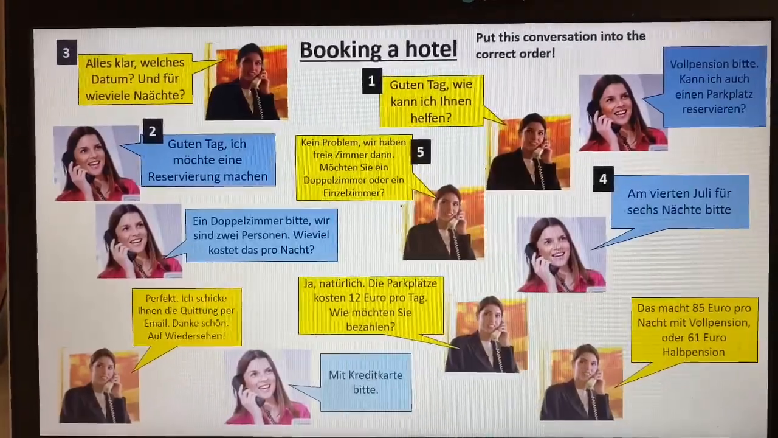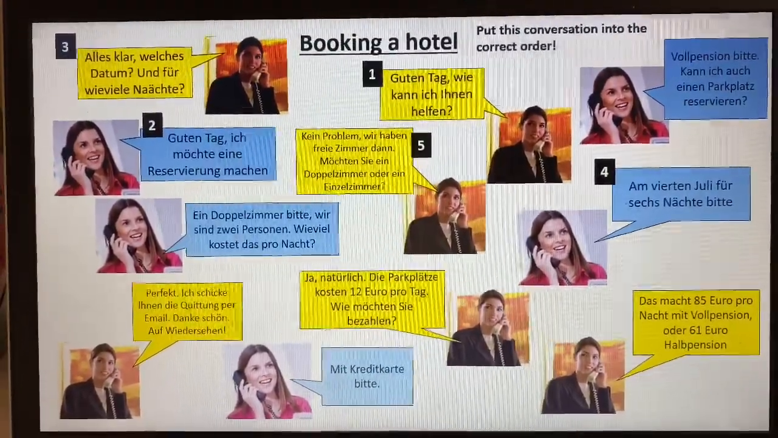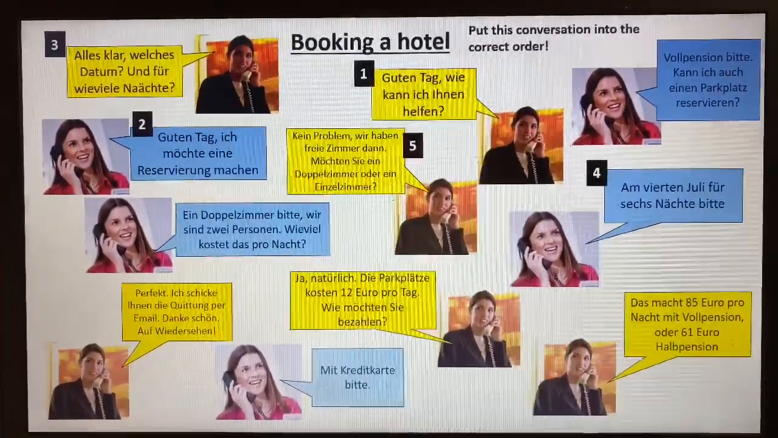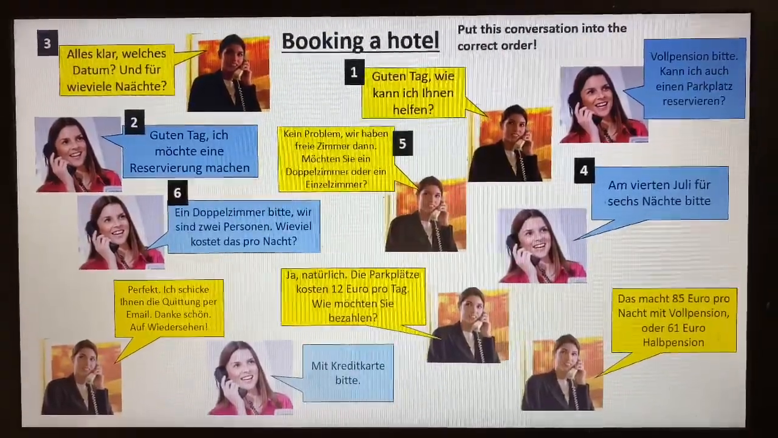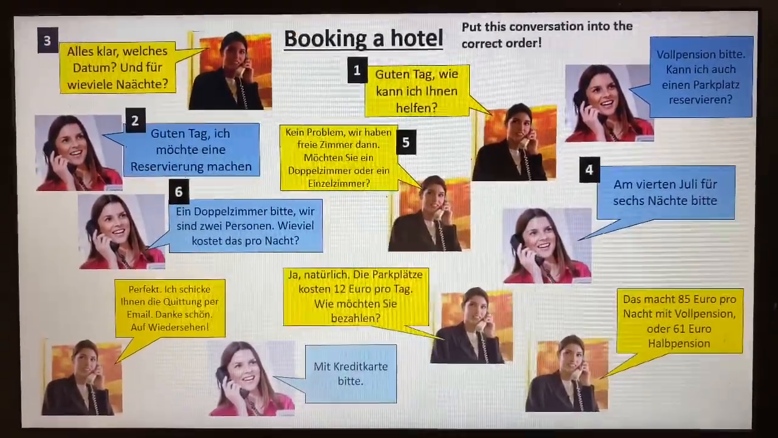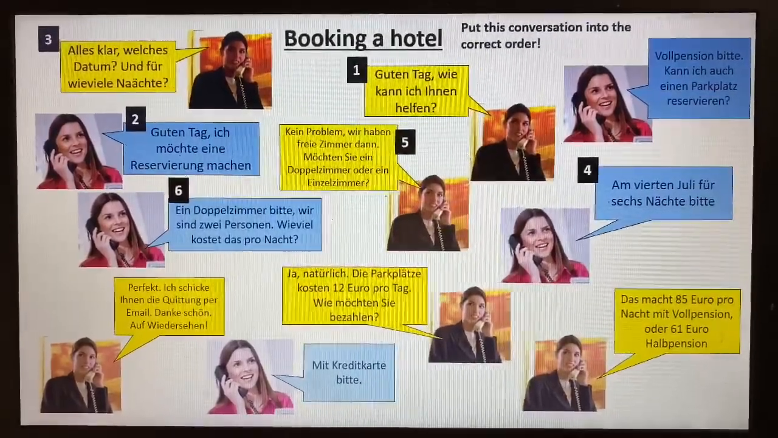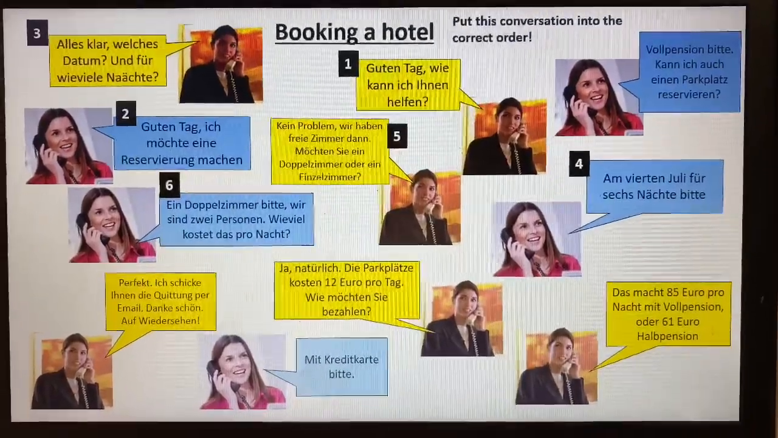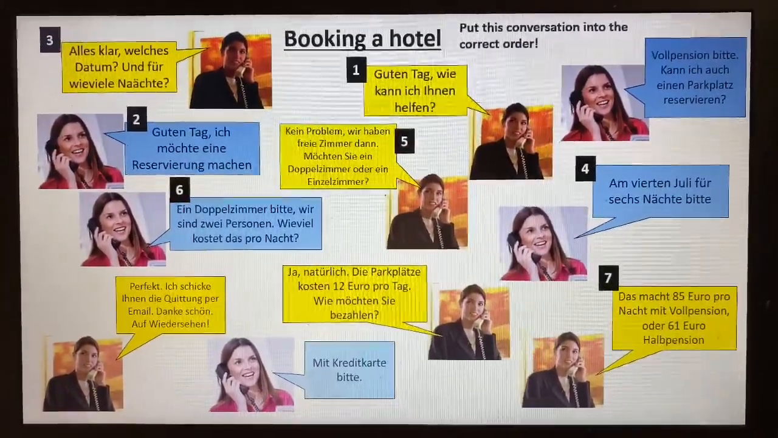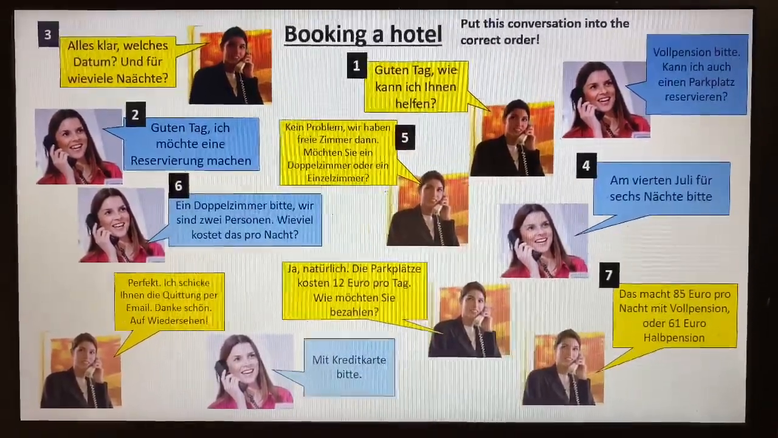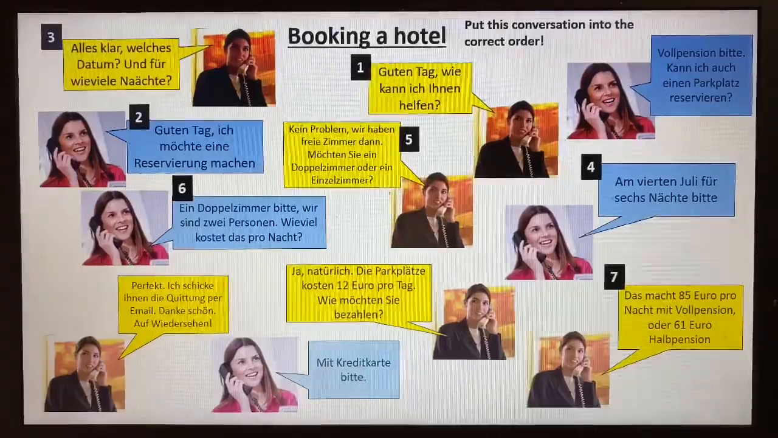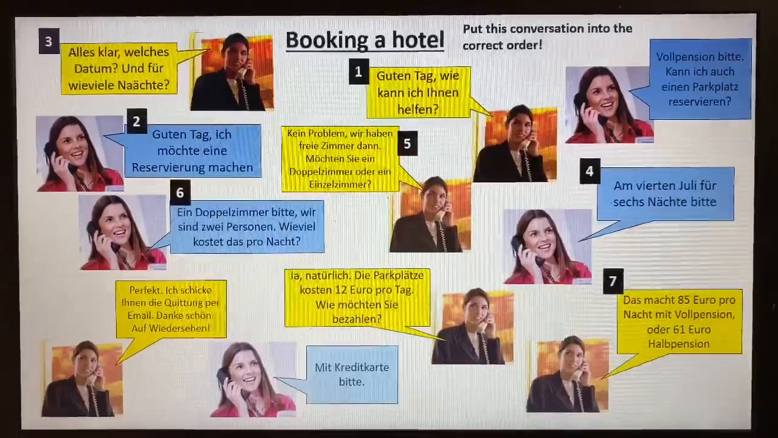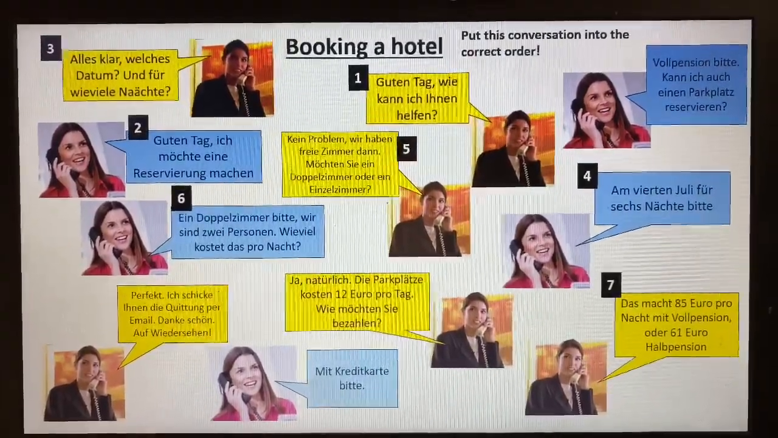Kein Problem, wir haben freie Zimmer dann. Möchten Sie ein Doppelzimmer oder ein Einzelzimmer? No problem, we have 3 rooms then. Would you like a double room or a single room? Ein Doppelzimmer bitte. Wir sind 2 Personen. Wie viel kostet das pro Nacht? A double room please. We are 2 people. How much does that cost per night? Das macht 85 € pro Nacht mit Vollpension oder 61 € Halbpension. That is 85 euros per night full board or 61 euros half board.